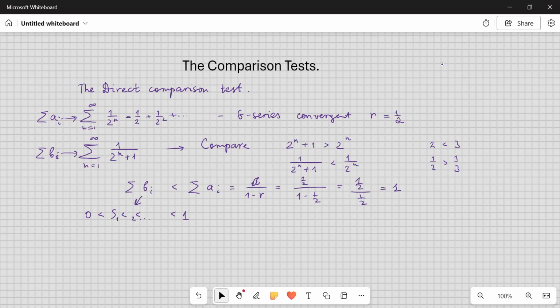So from this, we are going to probably make a conclusion that if something is less than a convergent series, it's also going to be convergent. What is going to happen if something is less than a divergent series?